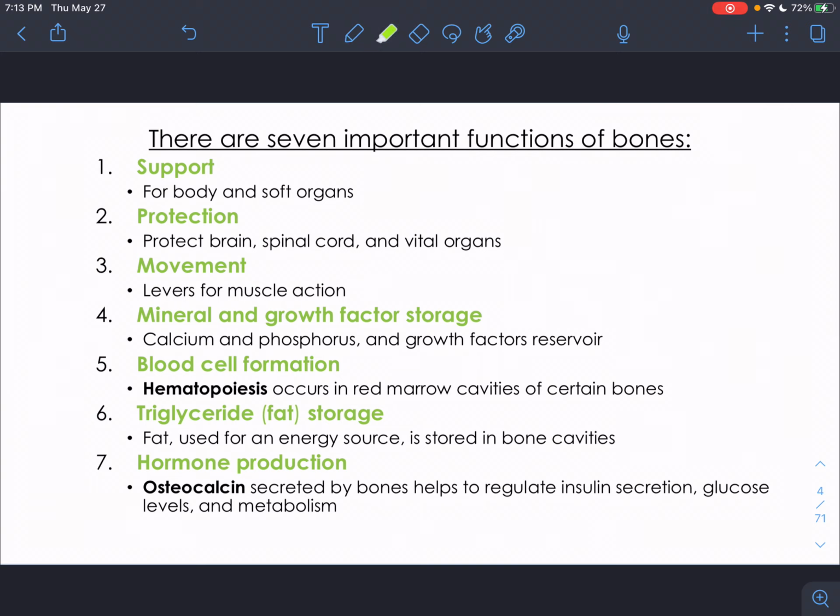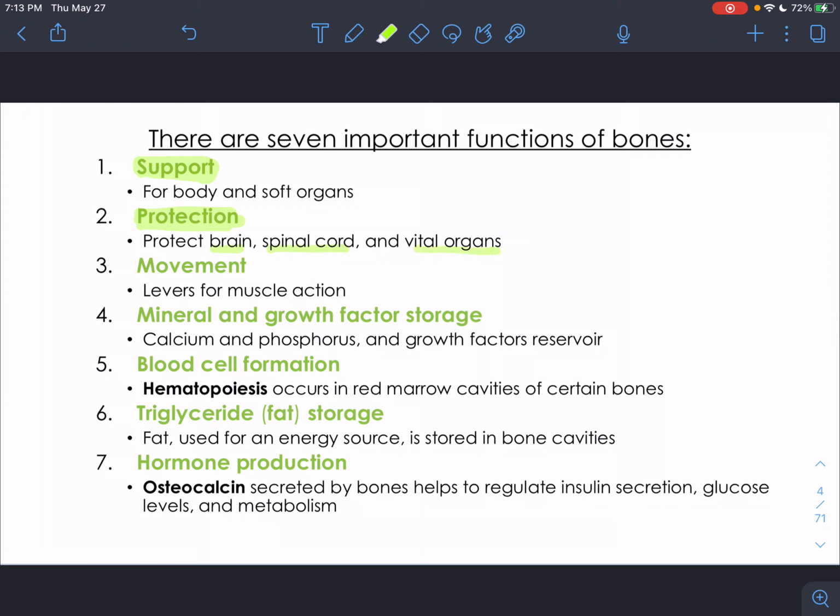But bones obviously have a lot of important functions. So support for the body and soft organs, just holding everything up. Protection. So it covers a lot of really important organs, such as your spinal cord. So your spinal cord runs through your vertebrae. Your brain is housed within your cranium.